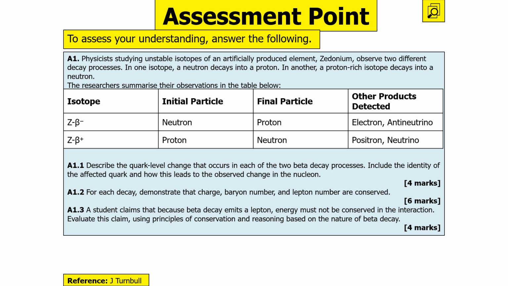Then a student claims that the beta decay emits a lepton, so energy must not be conserved in this interaction. Evaluate this claim using the principles of conservation and the reason based on the nature of the beta decay. So pause the video now, then unpause the video when you want to go through your answer.